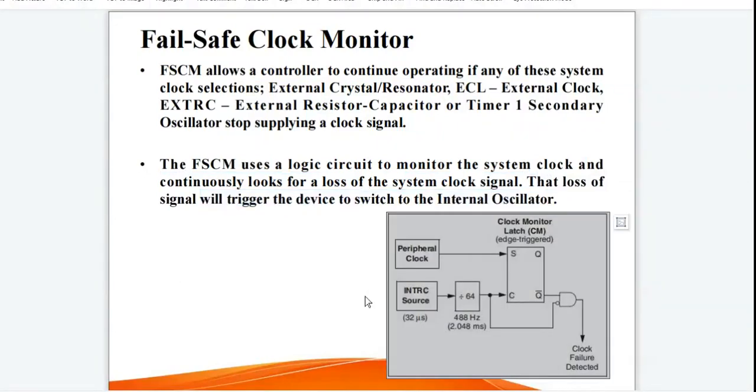Now, as shown in the diagram, this is the logic circuit to monitor the system clock. To that circuit, we have peripheral clock as input and internal RC source, which produces a dedicated 31 kHz frequency. So this logic circuit monitors the system clock. If there is a loss in the system clock signal, that loss of signal will trigger the device to switch to the internal RC oscillator.